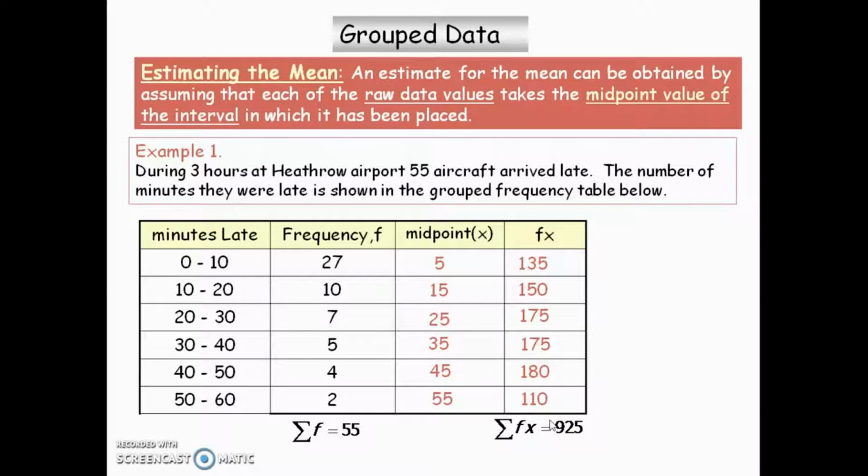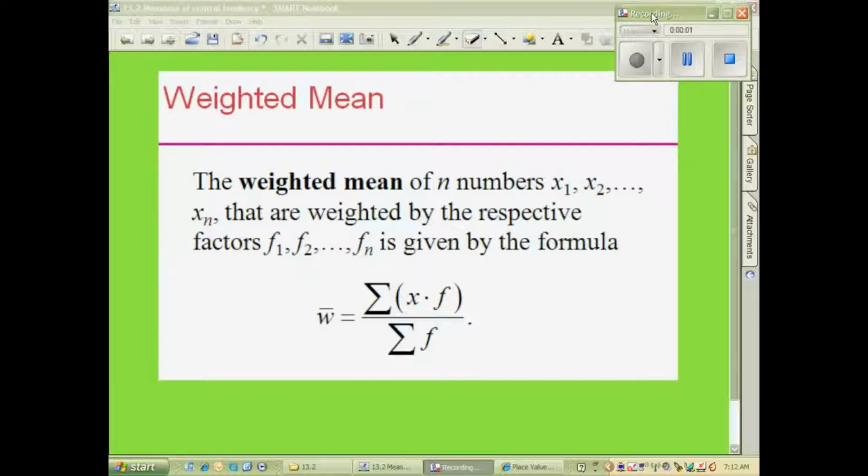So now we can calculate our estimated value for the mean, which is the summation of fx, that is 925, divided by the sum of f, which is 55, and it will give you the result of 16.8 minutes. So the average or mean late minutes for any aircraft can be calculated.